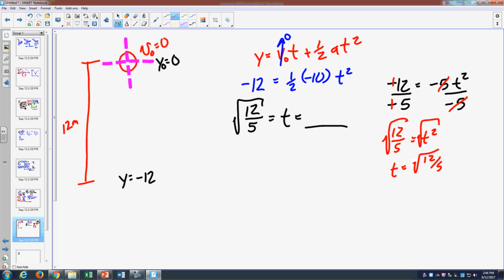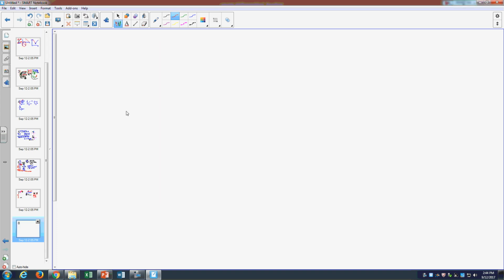I have about 5 to 10 more minutes, so I have another meeting at 3. But what else do I want to do? Vectors, kinematics, quick question. Dimensional analysis.